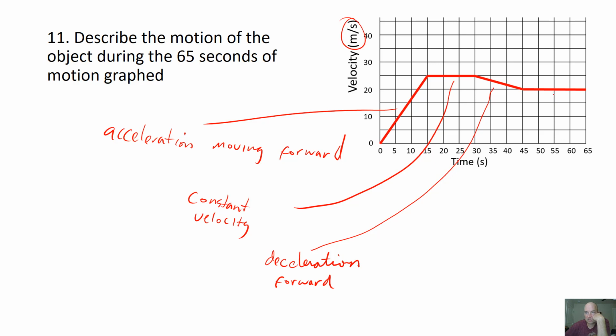And then right here is going to be another constant velocity. And both of these are going to be forward. And that would be forward as well. The reason why it's forward is because it's above the 0. I'd have to have a negative side to this to be going backwards for this graph.